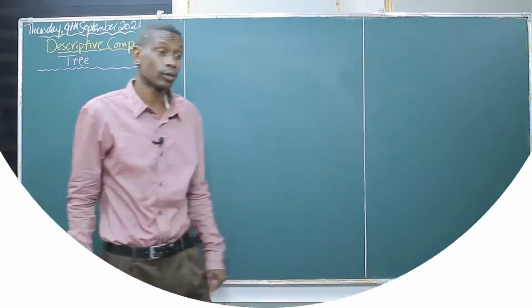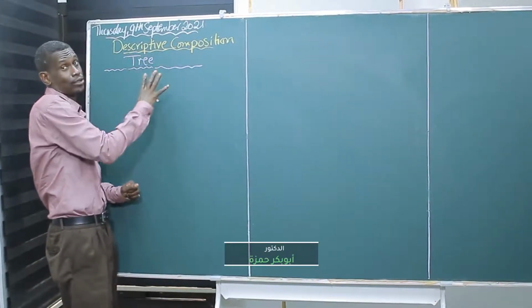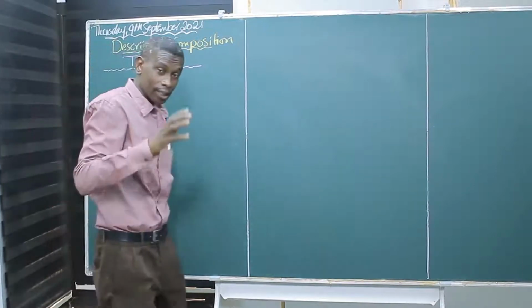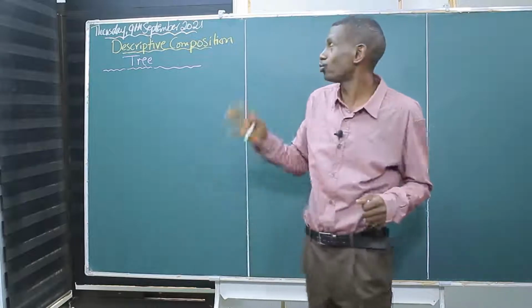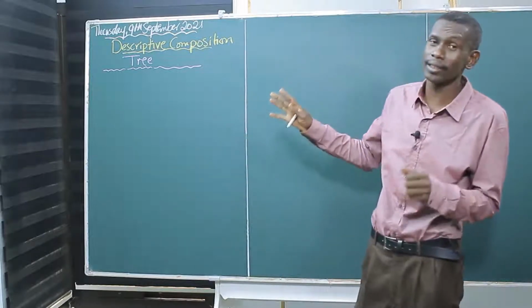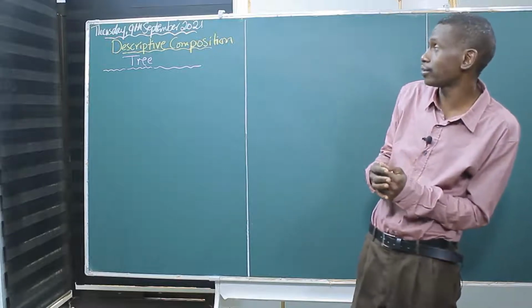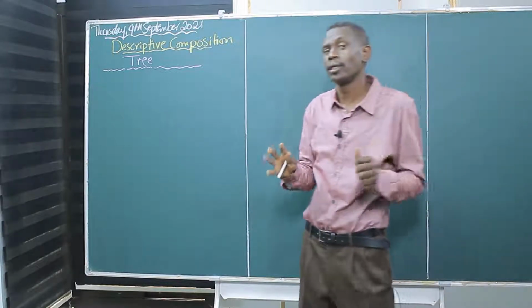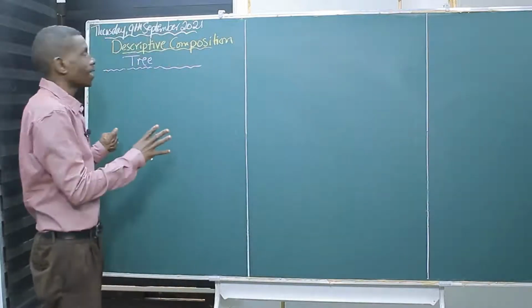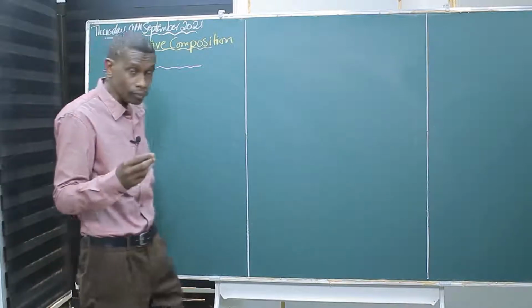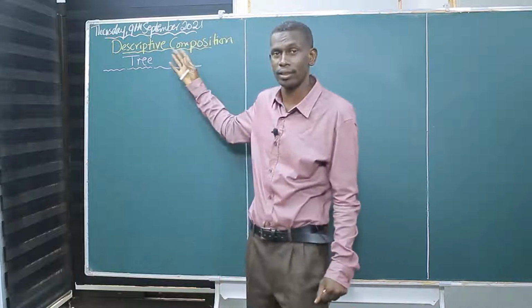Hello everybody, today we're going to do a descriptive composition about trees. In each chapter we're going to do a composition. This is chapter 1. In chapter 1, because the whole chapter is about trees, we have to do a composition on trees. Trees as a composition is classified as a descriptive composition.